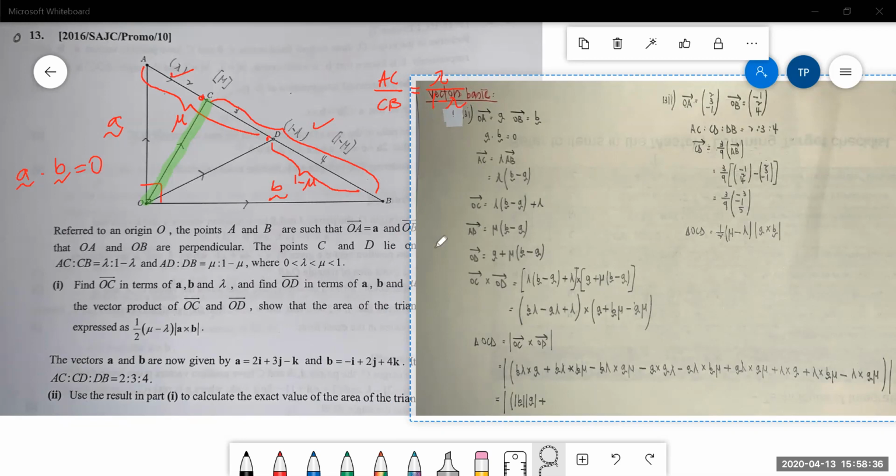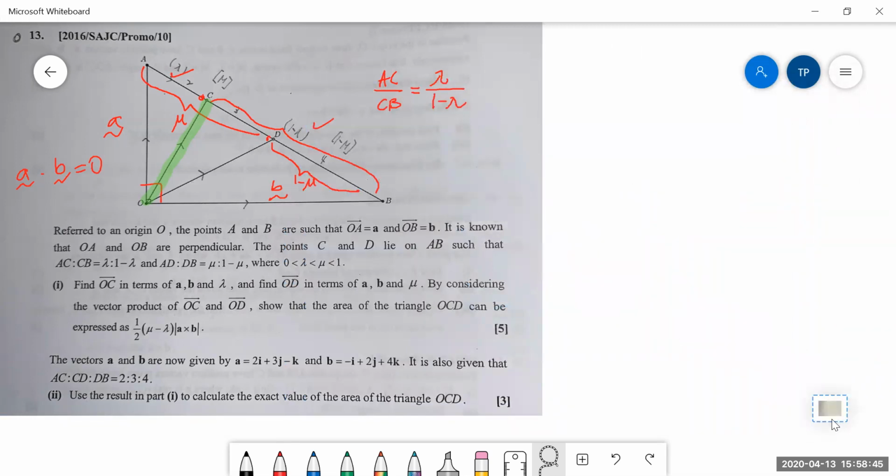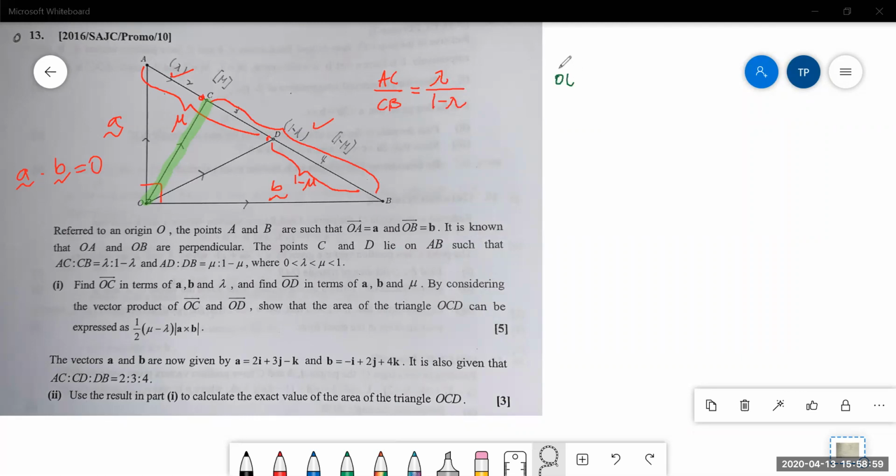Okay, we should be using ratio theorem. Let's shift this. We'll come back to your workings later. Right over here, we know that OC will be equal to, according to ratio theorem, lambda b plus 1 minus lambda times a, over lambda plus 1 minus lambda, which is equal to 1. So basically we don't even need to write this.